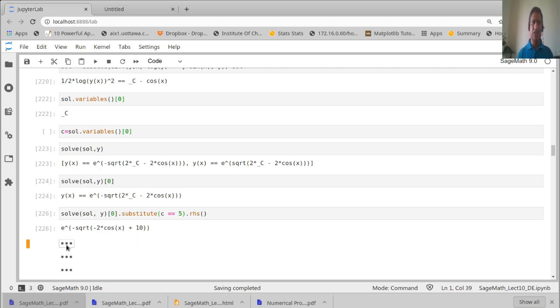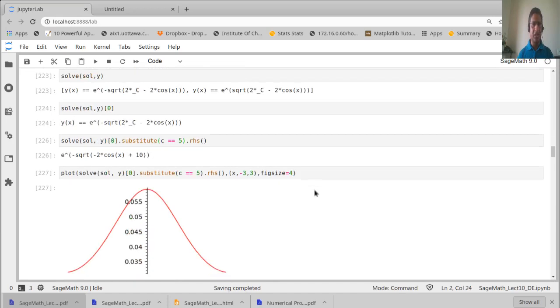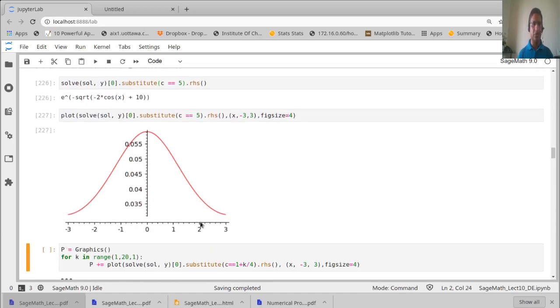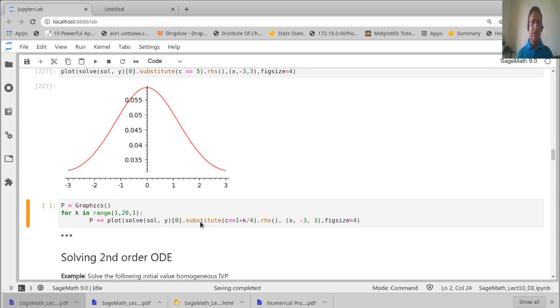Now you want to do this for various values of c at a time. So how will you do it? You can plot this curve. That's the plot for c equal to 5. Now let us say we want to do this for various values of c, and let us say c varies as 1 plus k by 4, where k goes from 1 to 19, let me say 1 to 21.